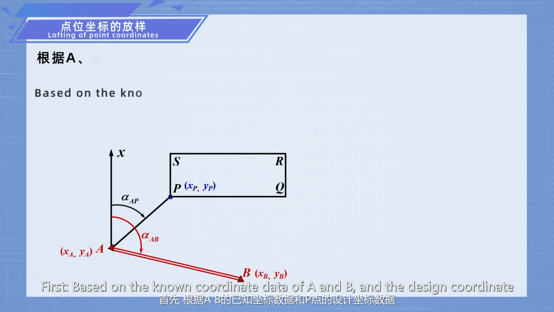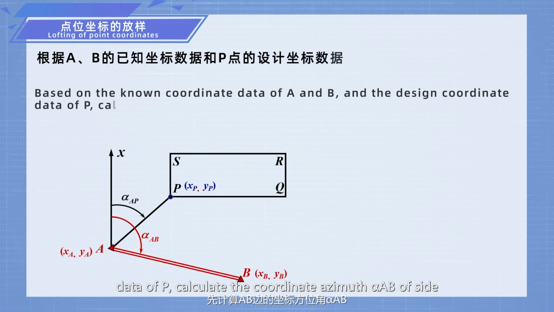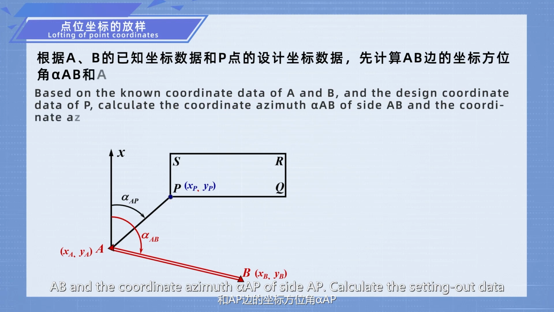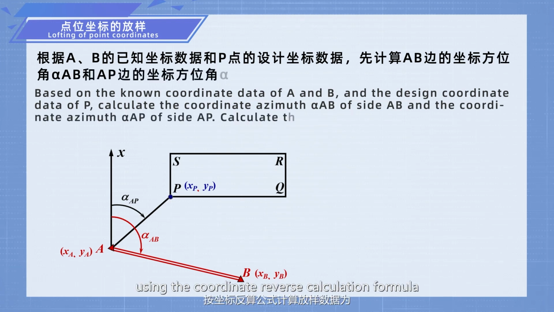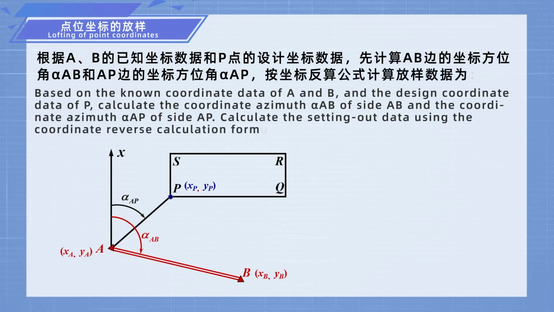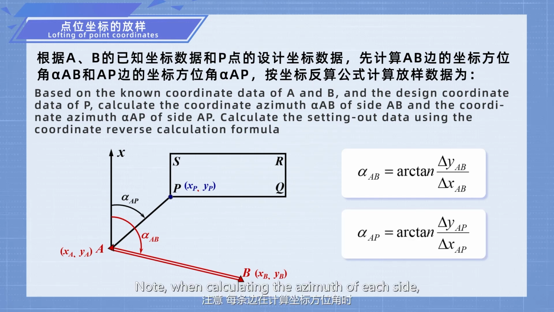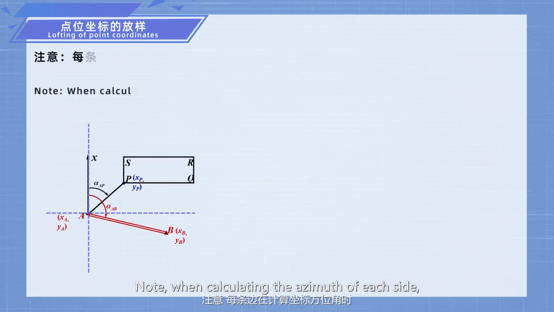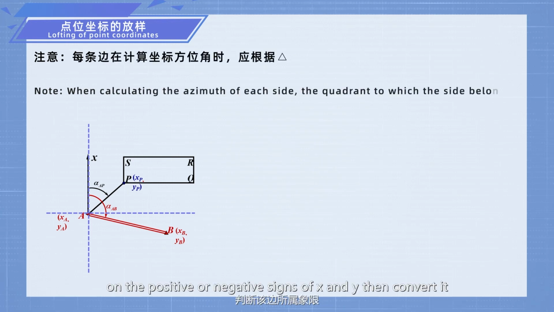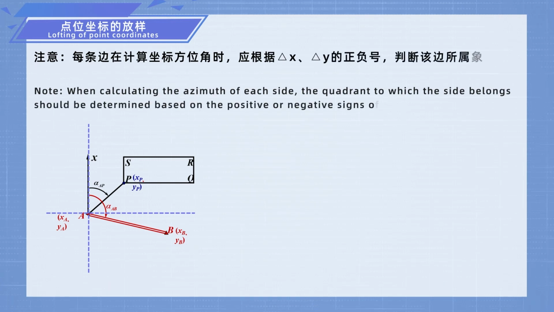First, based on the known coordinate data of A and B, and the design coordinate data of P, calculate the coordinate azimuth of side AB and the coordinate azimuth of side AP. Calculate the setting out data using the coordinate reverse calculation formula. Note, when calculating the azimuth of each side, the quadrant to which the side belongs should be determined based on the positive or negative signs of x and y. Then convert it to the actual azimuth.